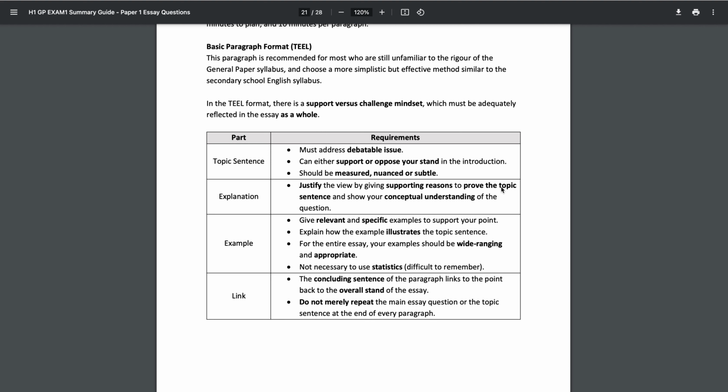Example. Give relevant and specific examples. Show me, explain to me how this actually proves your point. Again, you need to be wide-ranging. You need to be appropriate. You don't give me something that's irrelevant. You don't give me something that is too specific, like a name. Please don't give me a name. If you just quote, oh, this person did this, I don't care. It's too specific already. It doesn't tell me anything about the world. It doesn't show me your range. So don't quote examples like that. It's not necessary to use statistics because statistics are ridiculously difficult to remember.